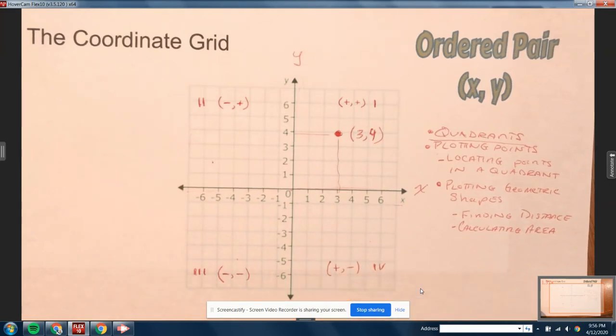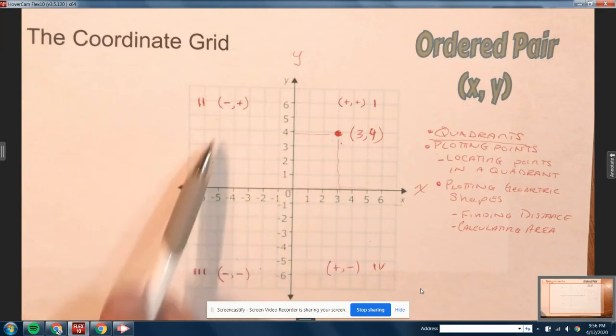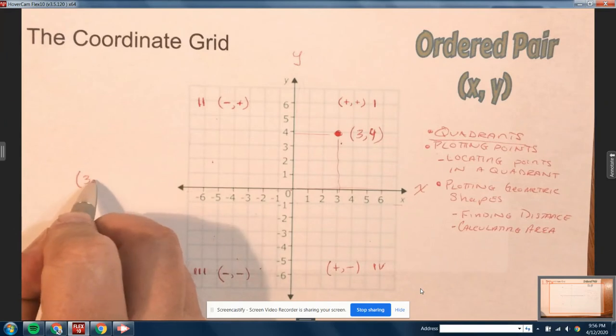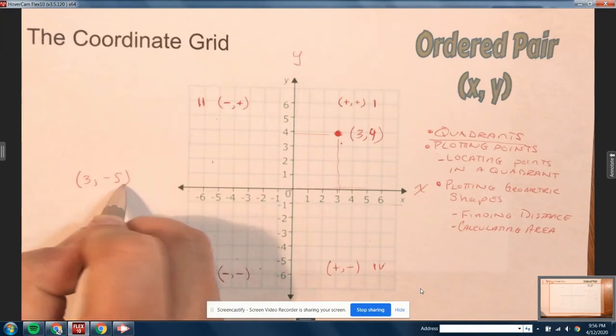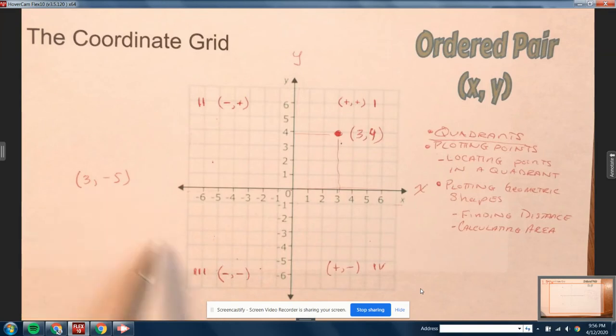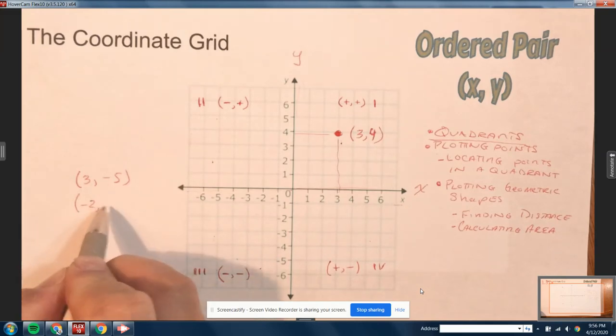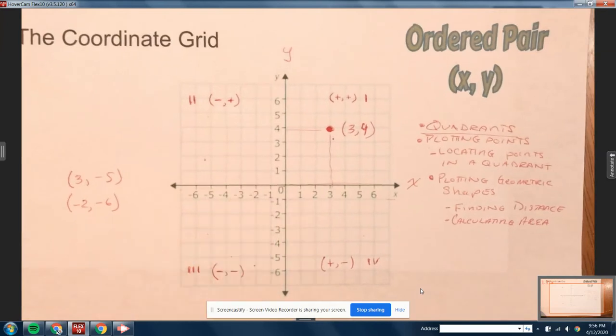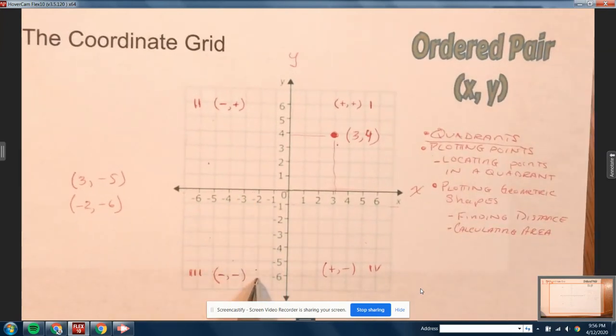So by looking at the values of the x and y coordinates, we can determine which quadrant a point is in. So for instance, the point 3, -5. It's a positive and a negative, and when we look, quadrant 4 is a positive x and a negative y. Or -2, -6. -2 is this way on the x-axis, and -6 is down this way. So that point is located in quadrant 3.